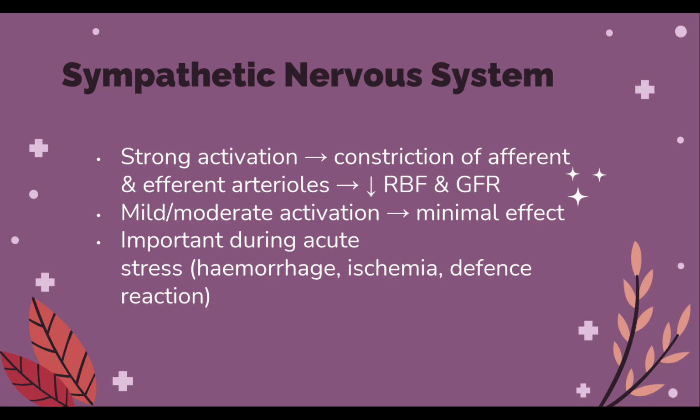So the sympathetic nervous system. Strong activation of the sympathetic nervous system can lead to constriction of the afferent and efferent arterioles. This leads to decreased renal blood flow and decreased GFR. When there is mild to moderate activation of the sympathetic nervous system, there is minimal effect. This is important during acute stress like hemorrhage, ischemia, and defense reactions.